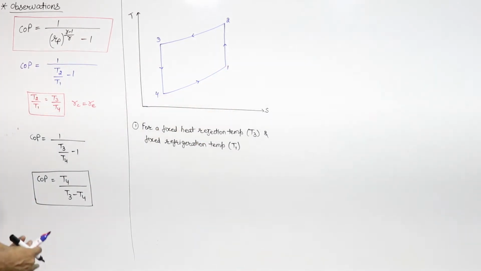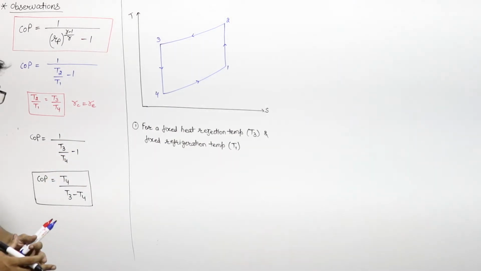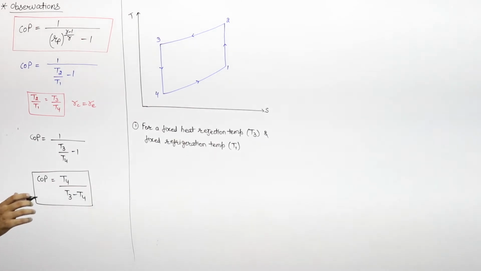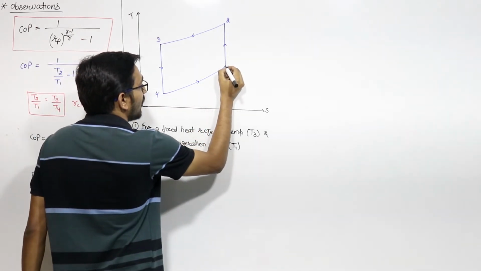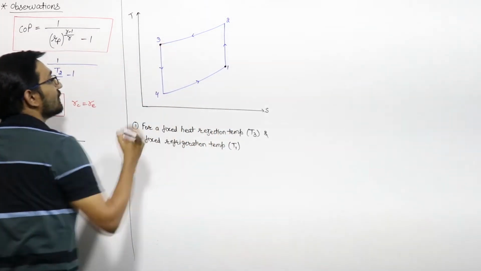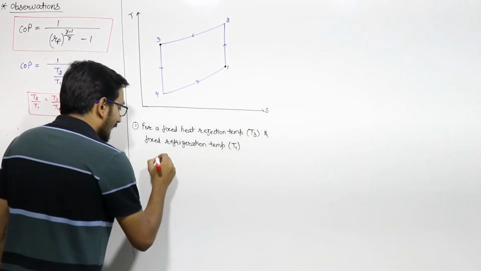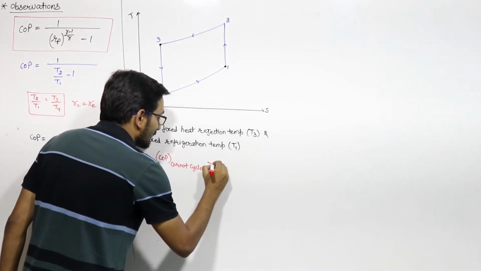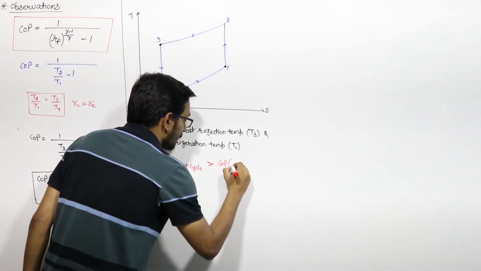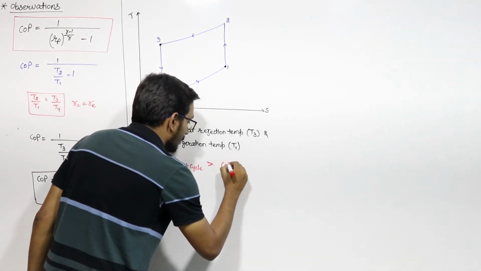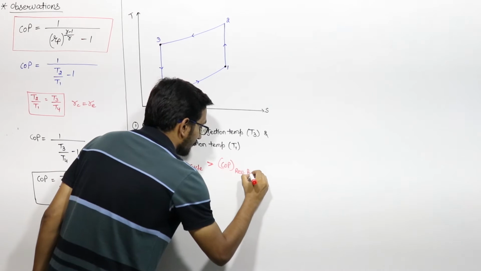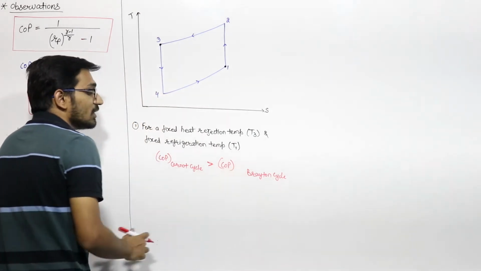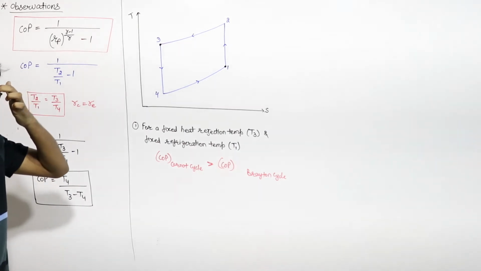So if I fix this T1 and T3, then we can say that the COP of the Carnot cycle is more than the COP of the Brayton cycle. If these two points are fixed, then the COP of the reversed Carnot cycle is greater than the COP of the reversed Brayton cycle. Or if you remove this word reversed, the COP of the Carnot cycle is more than the COP of the Brayton cycle.